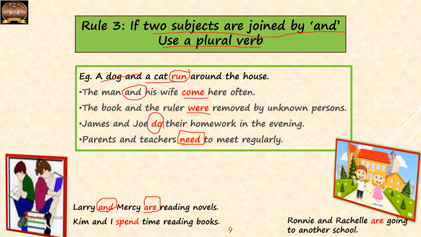Larry and Mary are reading novels. Kim and I spend. Spend is again the plural form of the verb. Ronnie and Rachel are going to another school. Since Ronnie and Rachel are joined by and, they must be followed by a plural verb.